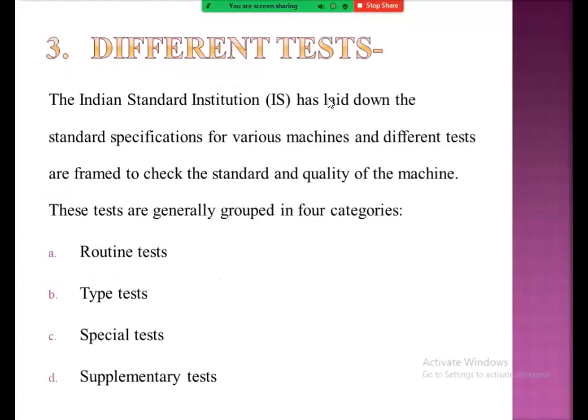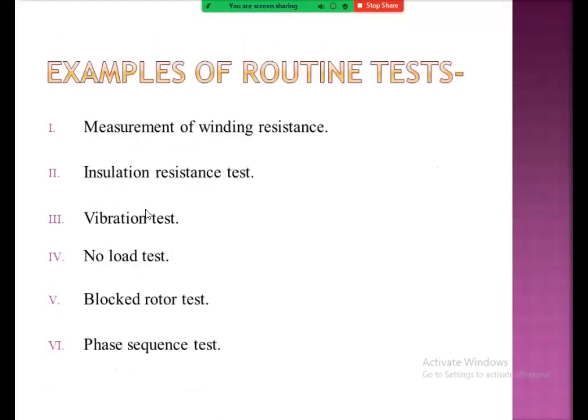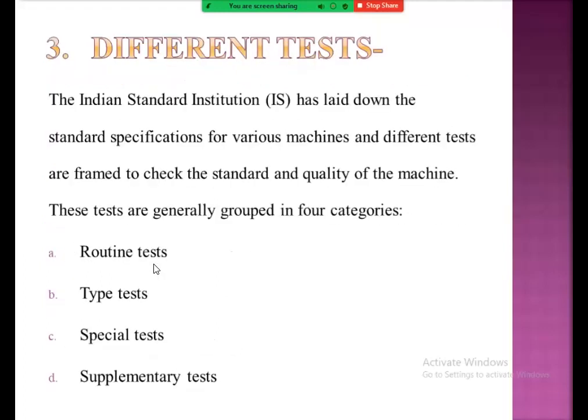So in the different tests, some other tests may be carried out like routine test, type test, special test, and supplementary test. The routine test should be carried out on each and every machine after manufacturing. That means whenever the machine is manufactured in the industry, the routine test should be carried out on each and every machine. Examples of routine tests are vibration test, no load test, blocked rotor test, phase sequence test, and insulation resistance test. We are going to see all the tests afterwards.